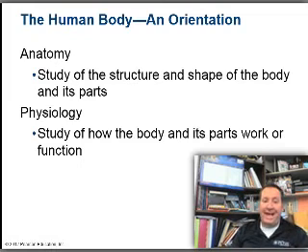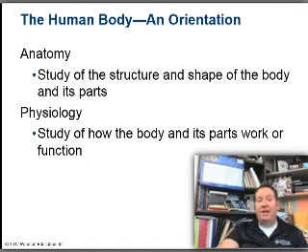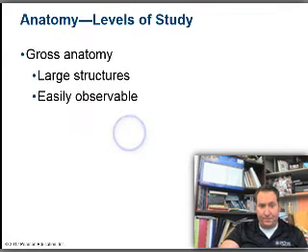The physiology is how this structure works. An example of physiology might be how a muscle is able to contract. We'll go over the sliding filament theory of muscle contraction, or how a neuron is able to generate an electrical impulse. That would be the physiology component of it. So the anatomy is the structure. The physiology is how that structure works or how that structure functions.